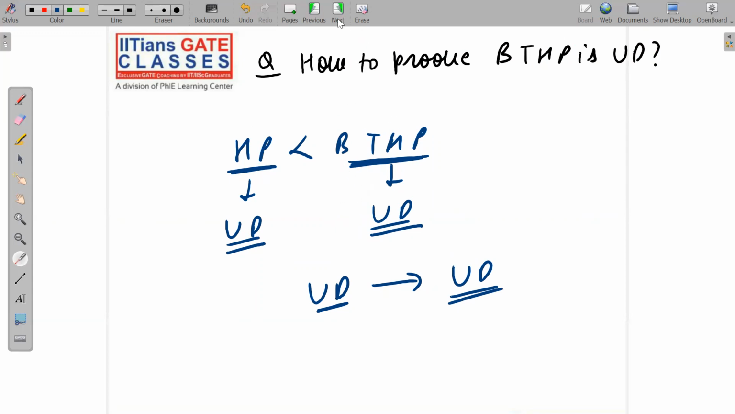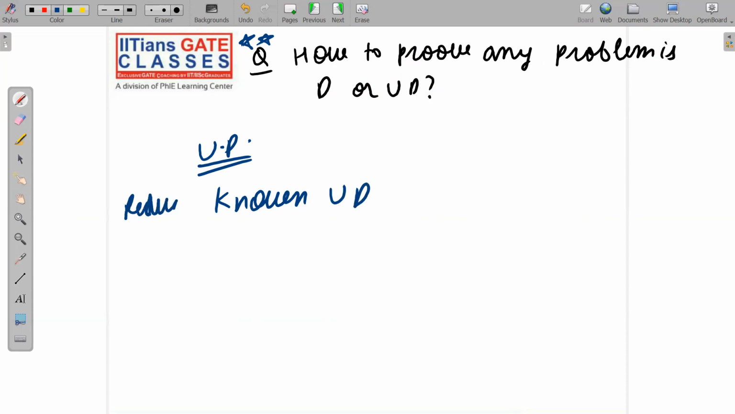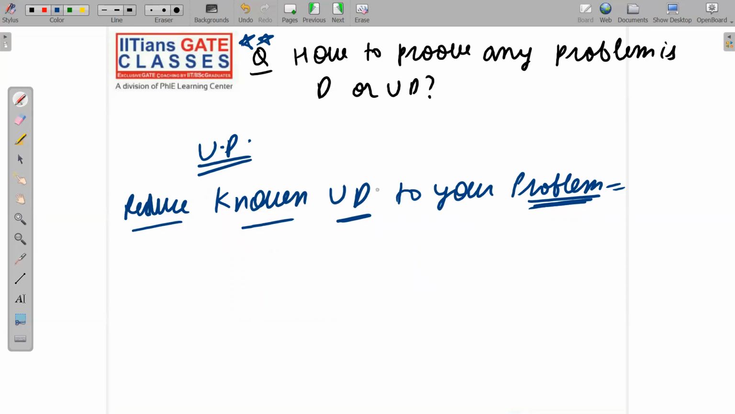I'm jumping to the next slide. Now this is a very important question. Many times questions have been asked from this topic. See here, how to prove any problem is decidable or undecidable. First, undecidable: you try to reduce a known undecidable problem to your problem. Say you have invented one problem and you want to prove that it is undecidable. So you have to reduce a known undecidable problem to your problem. Then you will say your problem is undecidable.